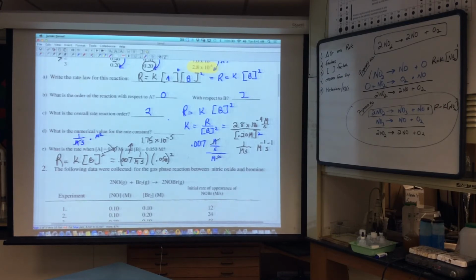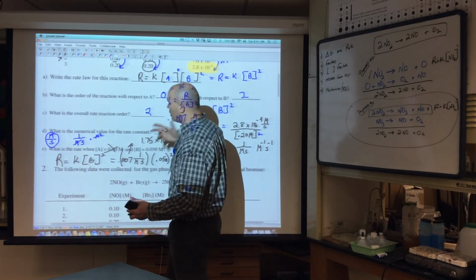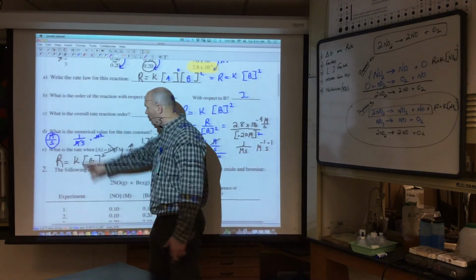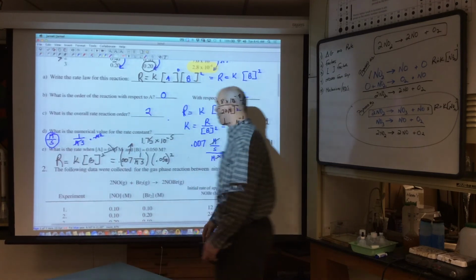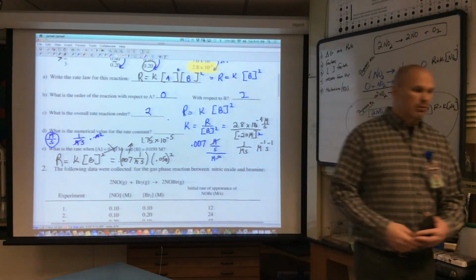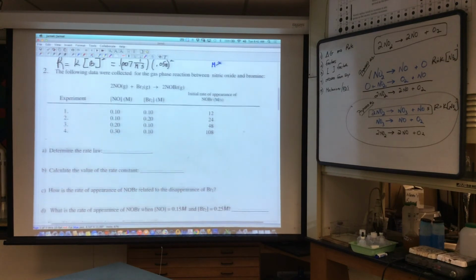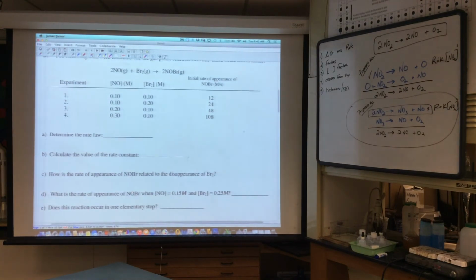What's going to cancel? One of the molarities. There's only one here, so you're going to get a molarity per second, which, my friends, in chemistry is a rate. How much product am I going to make per second? You should always get a molarity per second for your R. Okay? So that is the essence of every single rate law equation, except you just need some practice.